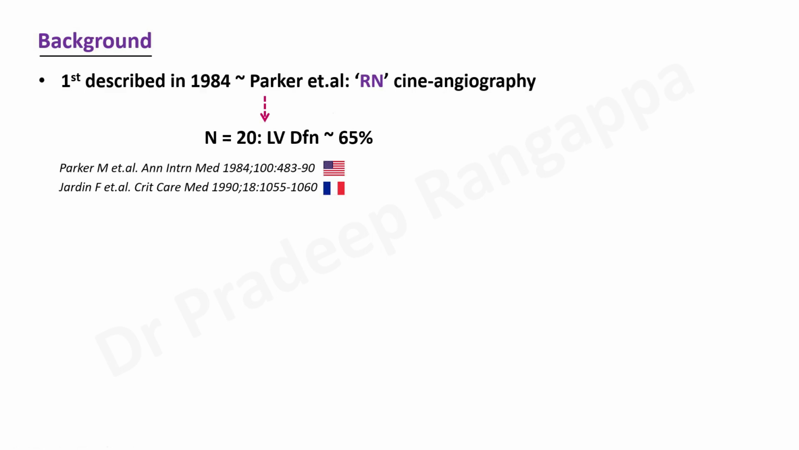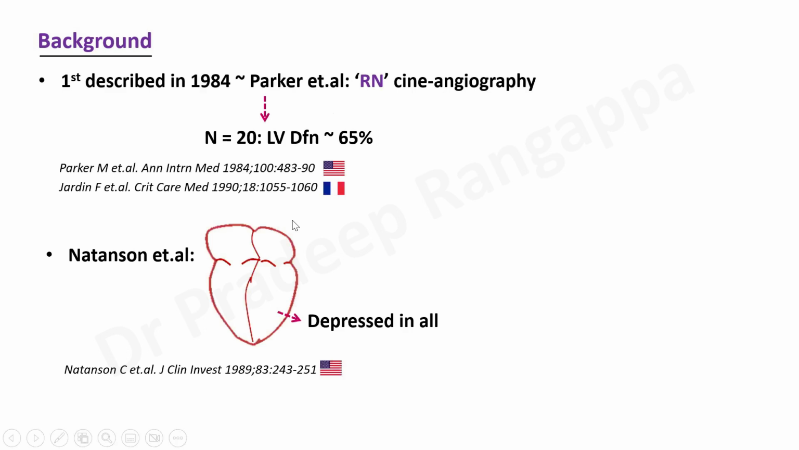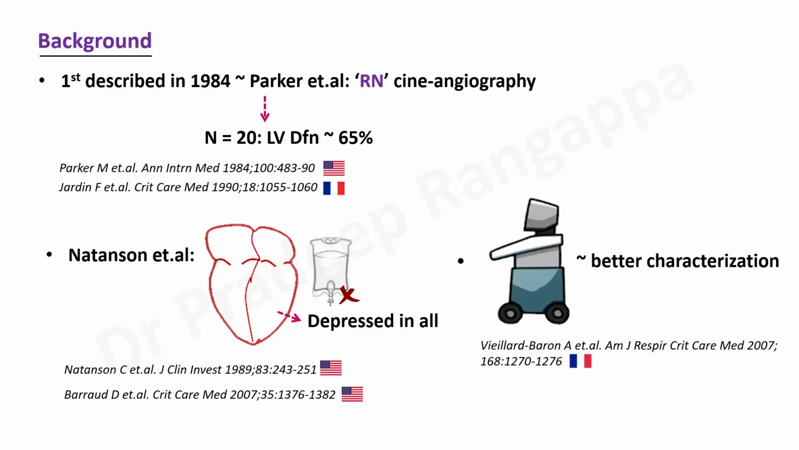A similar finding was reported later on by Jardin et al. from the French group. Nathanson et al. later on did show that in all patients with septic cardiomyopathy, LV contractility would be depressed. That is the key thing. And they would not necessarily respond adequately to fluid boluses; fluid responsiveness is something that will not be well present in these patients with septic cardiomyopathy.